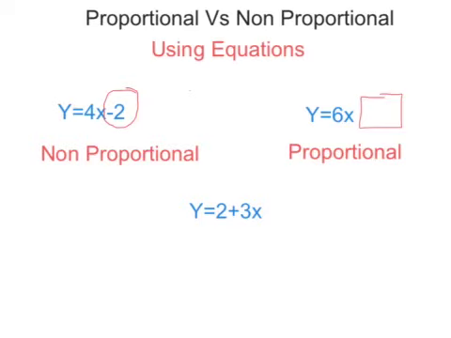Sometimes you will see an equation like this one here, y equals 2 plus 3x. It's written in a different way than we're used to seeing, but it still has the additional number next to the 3x, so that means it's not proportional. Remember, for it to be proportional, it just has to have y equals the number and x.